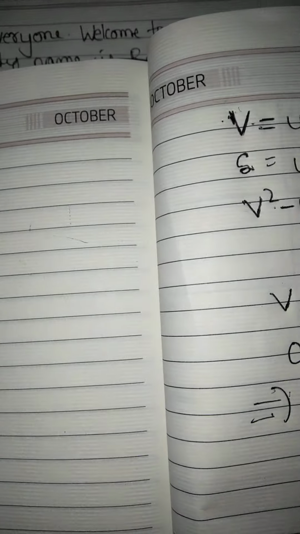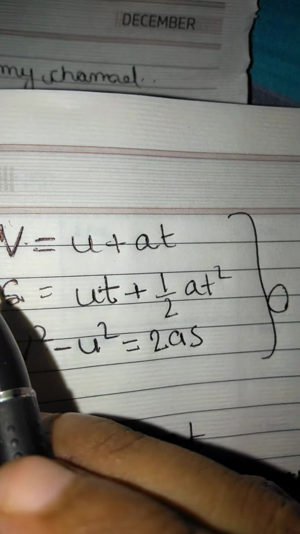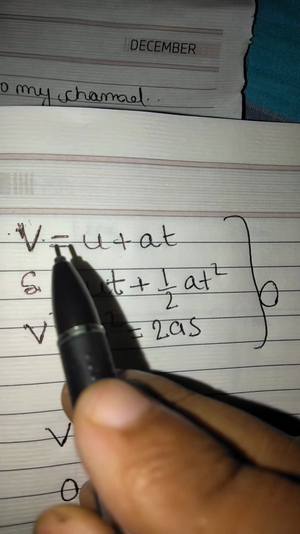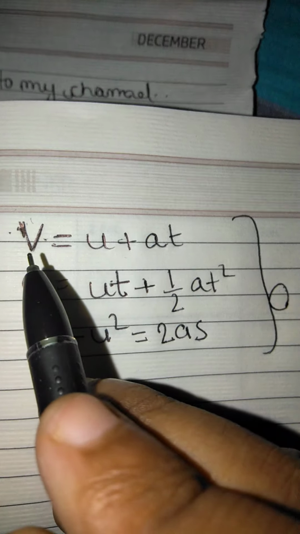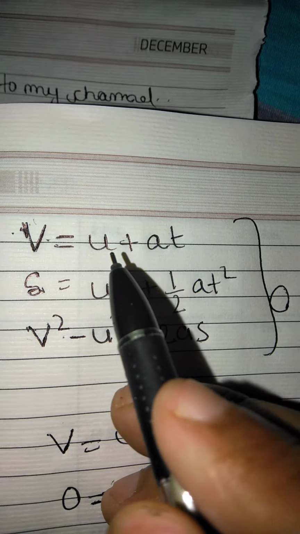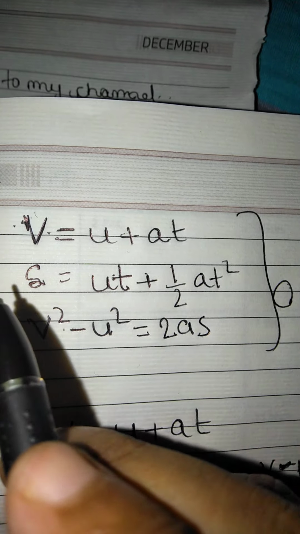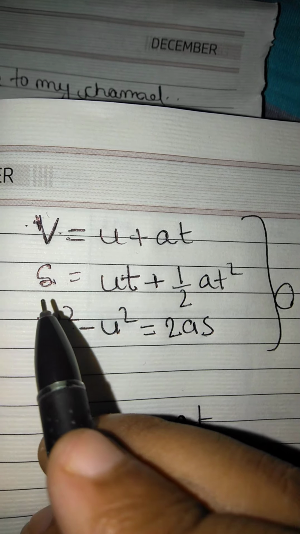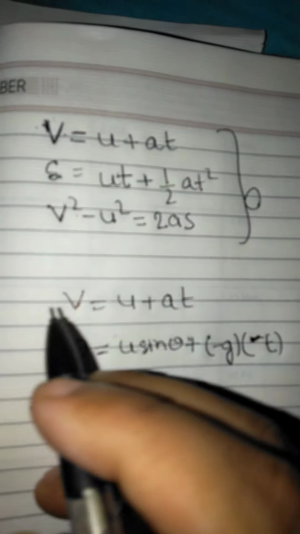Now before we get to the derivation part, we will write all the three equations of a constant accelerated motion here. The first equation is v equals u plus at, where v is the final velocity, u is the initial velocity, a is the acceleration, and t is the time period. The second equation is s equals ut plus 1 by 2 at square, where s is the displacement. The third equation is v square minus u square equals 2as.